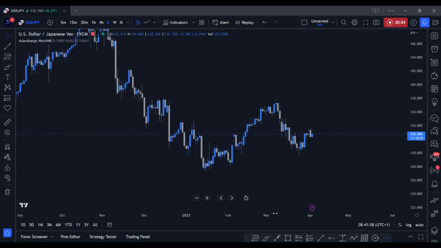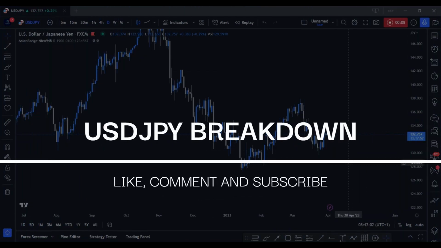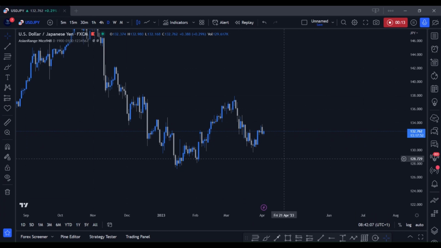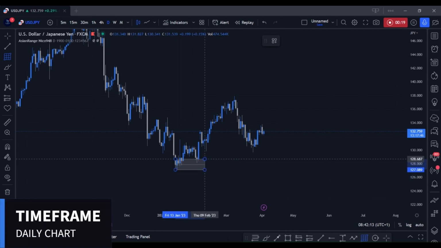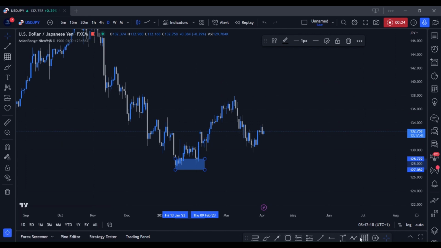It's going to be a short, quick and simple breakdown on USDJPY basically. So at first we're going to start on the daily time frame to see what market structure is looking like. Right off the bat I can already see that we had multiple mitigations on the higher time frame. So I'm just going to draw these out.